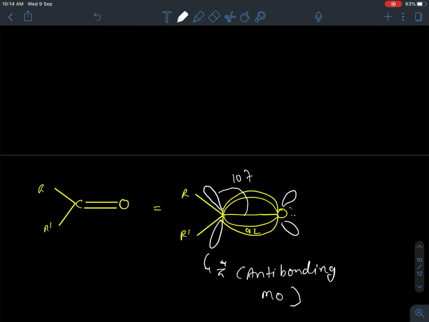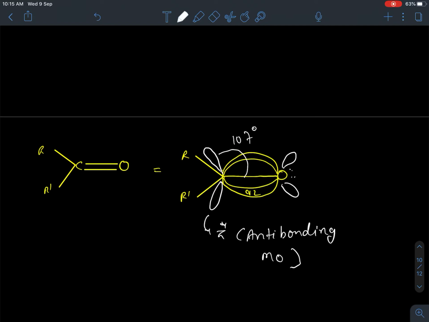Somewhere close to 107, not exactly at 90, and you can understand this also, because when p orbitals combine, the bonding orbitals incline towards each other, whereas anti-bonding orbitals are somewhat away from the center. So naturally this angle will be more, close to 107 degrees.